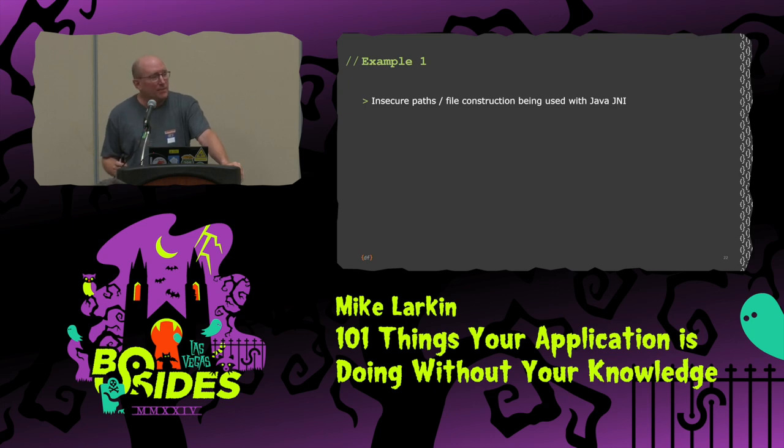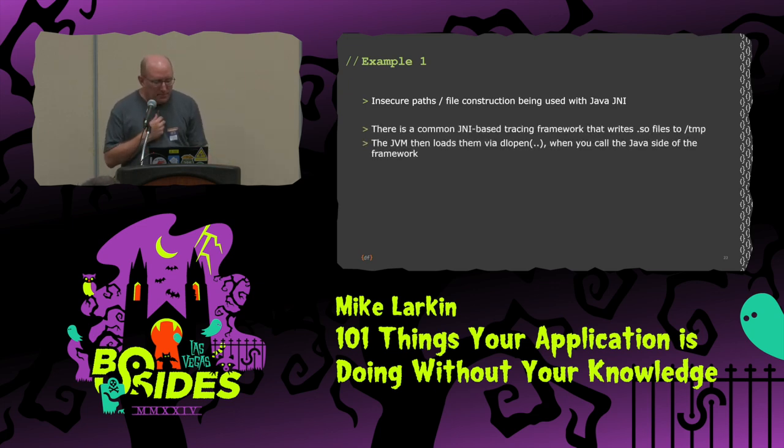Anyone know what JNI is? The Java Native Interface. It's how you call C and C++ code from Java. It allows you to call and pass parameters back and forth to different functions. There is a common JNI-based tracing framework out there, really popular. Names redacted and changed to protect the guilty. It writes .so files, which are shared library code, to /tmp. It then loads them with dlopen, which is what you do to get an SO into memory, when you call the Java side of the framework. Sounds okay, right?